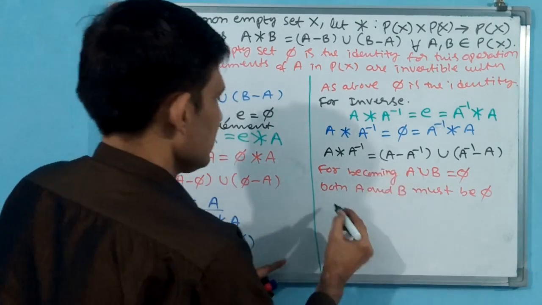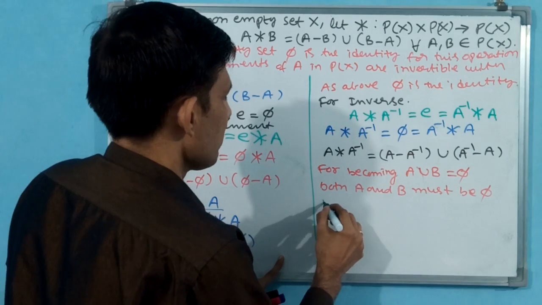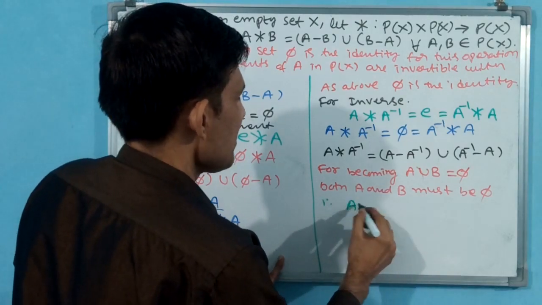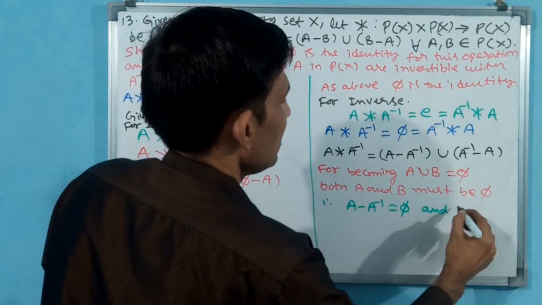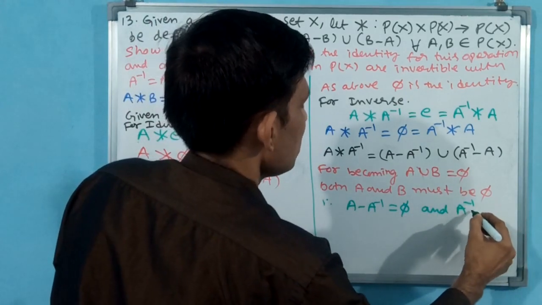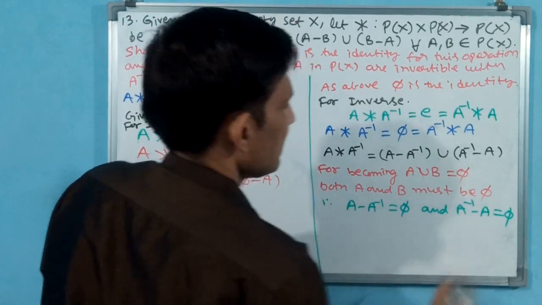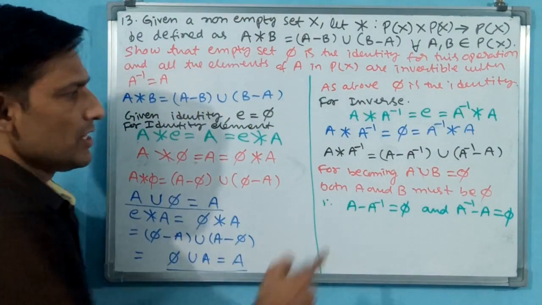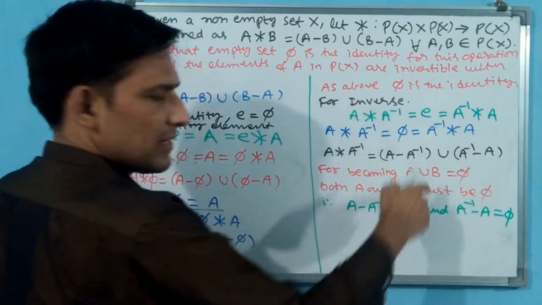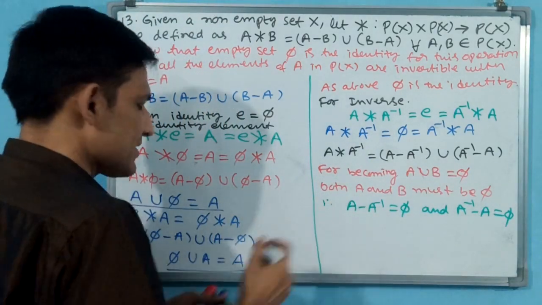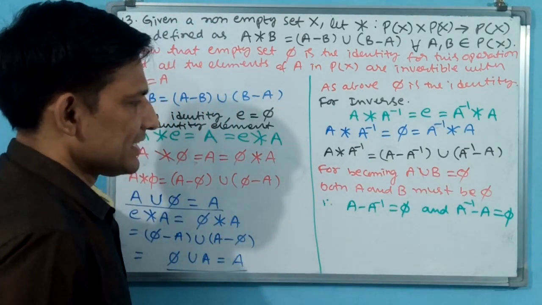Now you write. Therefore, A minus A inverse is equal to the empty set and A inverse minus A is equal to the empty set. Okay, this should be empty, this should be empty. That means empty union empty is equal to empty will come. Okay, this is over. Again another one you write.